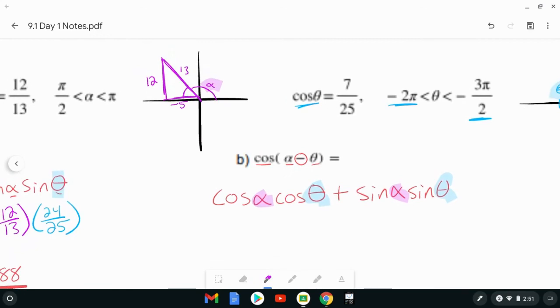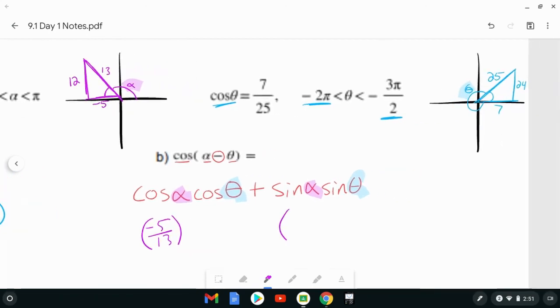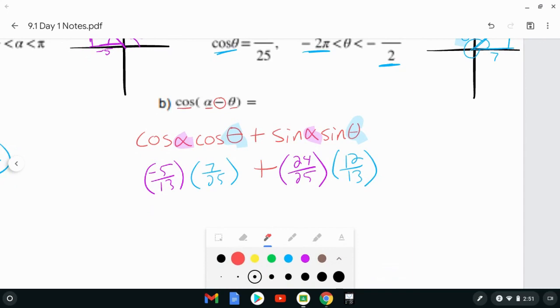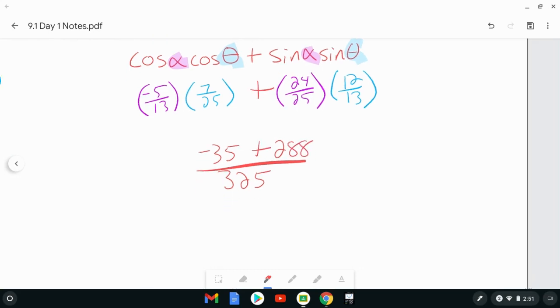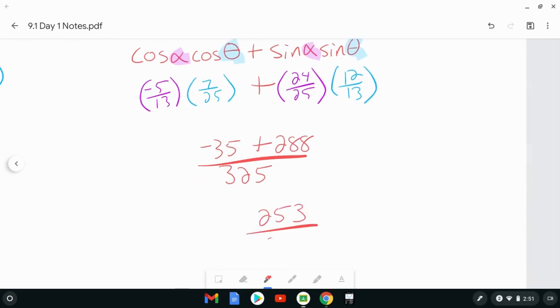So the cosine of alpha we said is negative 5 over 13. The sine of alpha we said was 12 over 13. And then for theta we said cosine was 7 over 25 and sine was 24 over 25. This time the only difference is we are adding them. So again, with a common denominator, this is 325, negative 35 plus, this time, 288. We would end up with 253 over 325.